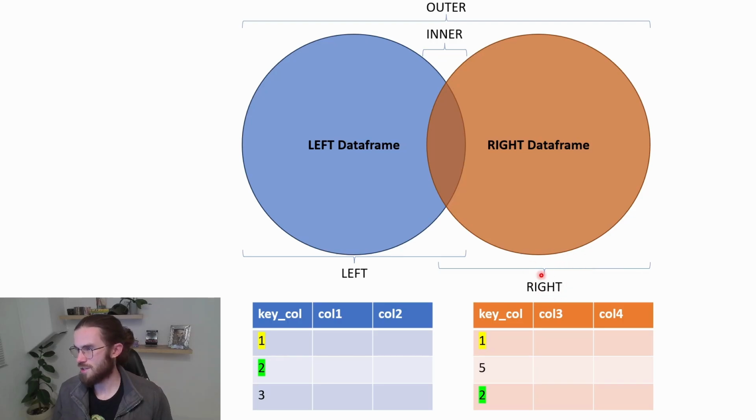Equivalently, on the right hand side, if I was speaking about the right, it would simply be all the records on the right hand side, including the matches on the left hand side and excluding the non-match on the left hand side. And then lastly, just to describe an outer, it would be all of the records, so 1, 2, 3, 1, 2, and 5 as well.